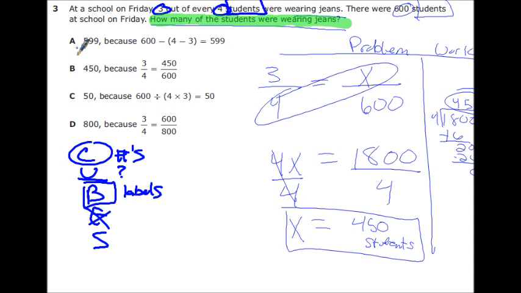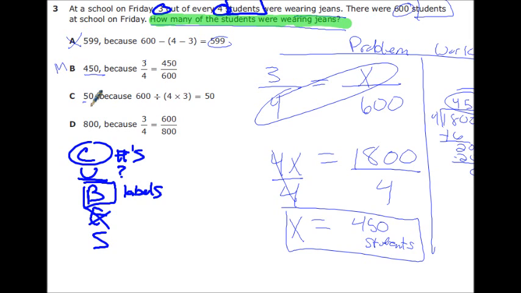I look at my answer choices. I see that B has it, and it gives me the proportion, so that's going to be my maybe. I'll put an M there. The answer can't be 599 because I have 3 out of 4. This is actually saying that everyone but 1 is wearing it, so that's not possible.